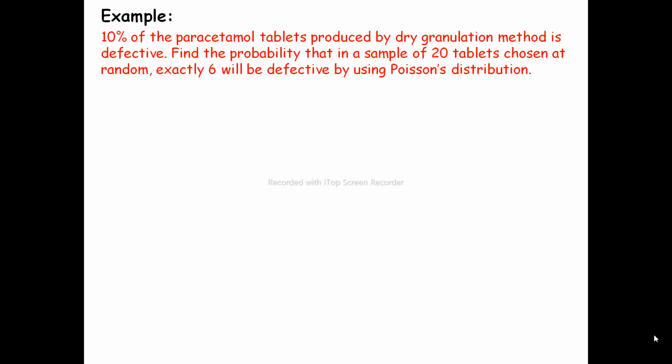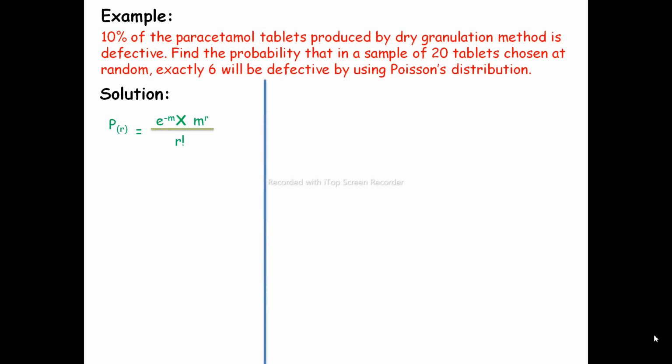We have manufactured paracetamol tablets by dry granulation method. How many tablets have been produced? That entire figure is not given, but it is given that 10% of the tablets are defective. So what is the probability that, if we randomly pick up 20 tablets, 6 among those 20 tablets are defective? This we want to determine. Okay, now for the solution we need to write Poisson's distribution.